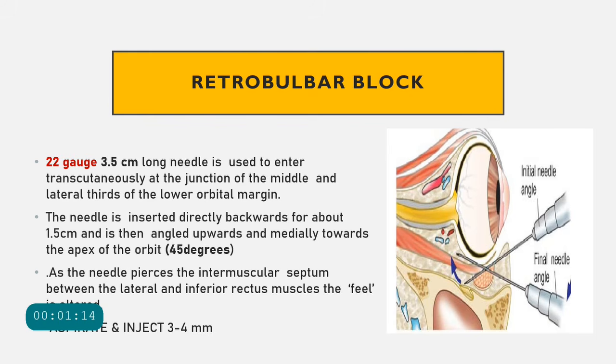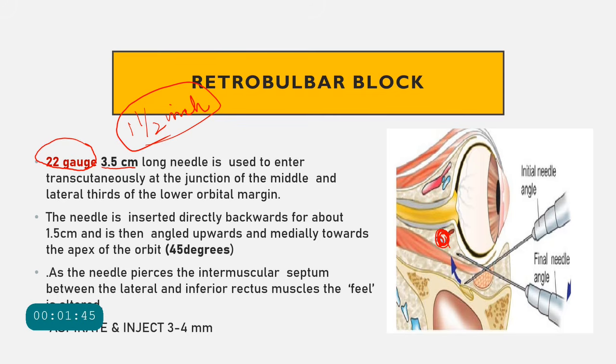Now we'll be discussing the slightly more dangerous type of block, which is the retrobulbar block. As you can see, the needle is 22 gauge, which is a much thicker bore compared to the one that we use for the peribulbar block. The length of the needle is also 3.5 centimeters, about 1.5 inches long. So it is definitely longer than the one we use in the peribulbar, and the reason is because you have to perforate the intramuscular septum and enter the intraconal area near the optic nerve and deposit your local anesthetic in this position.